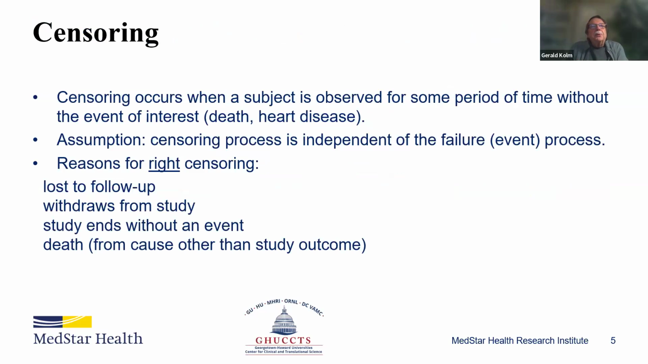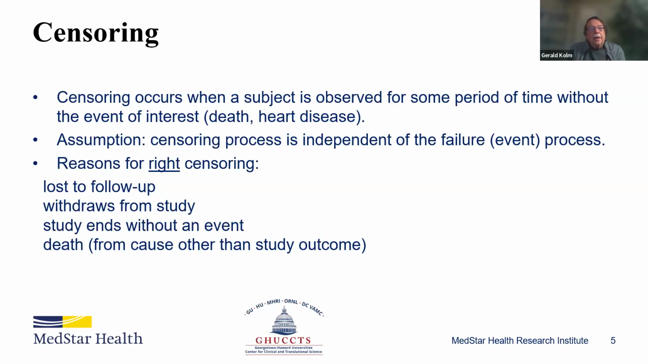So a little bit about censoring. Censoring occurs when a subject is observed for some period of time, but without the event of interest occurring. And the assumption that's made in the statistical analysis is that the censoring process is independent of the failure event. And so there's different types of censoring. The one that you'll see most often is what's referred to as right censoring. And this can be due to loss of follow-up, or the patient withdraws from the study, or maybe your study comes to an end without the event occurring for some patients.